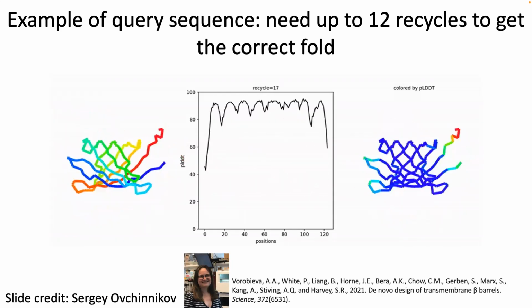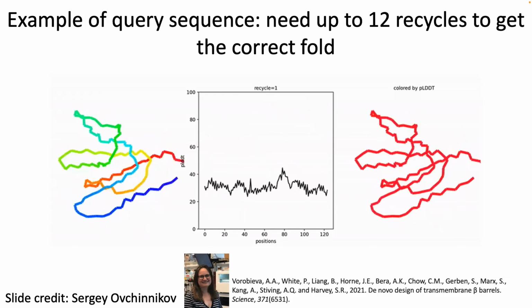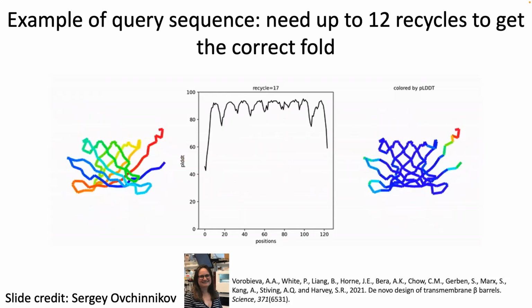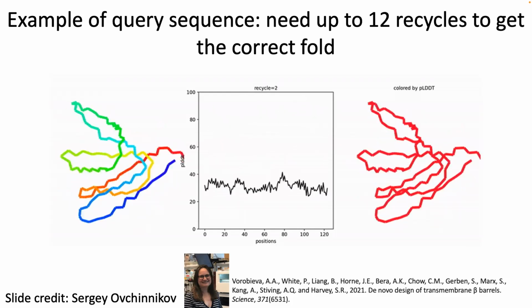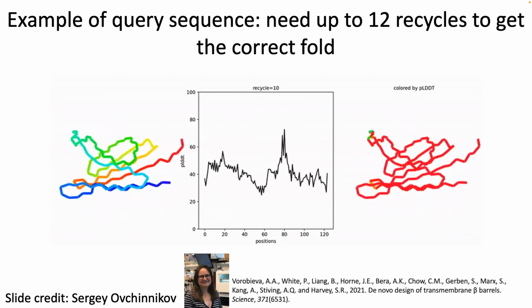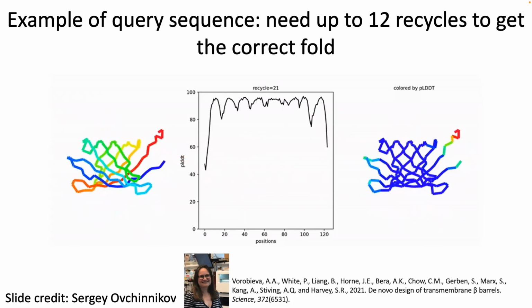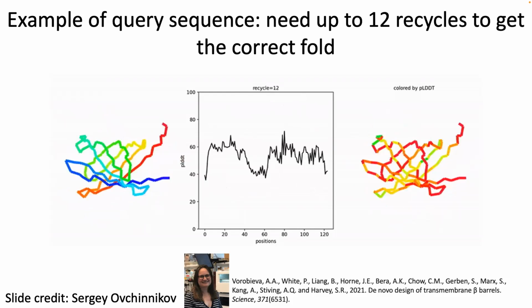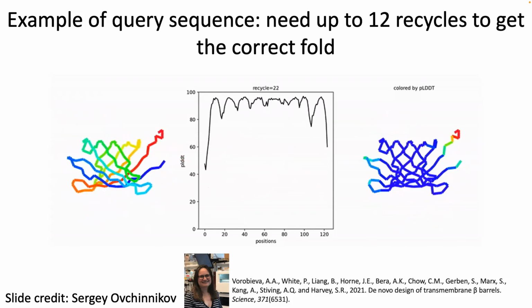In this case, until you got to 24 recycles, not only is it very low confidence, colored by pLDDT, it also doesn't look right. This is a beta barrel protein. And let's say we were to have a cutoff at recycle 3 and we stopped, we would very much have an unfolded protein. This is especially true of de novo sequences.